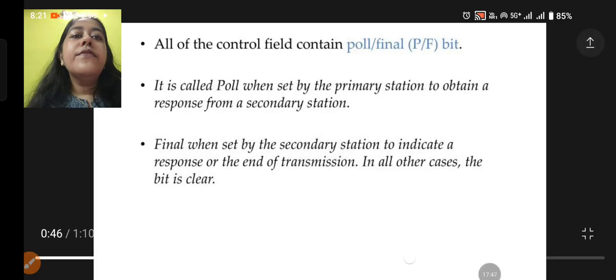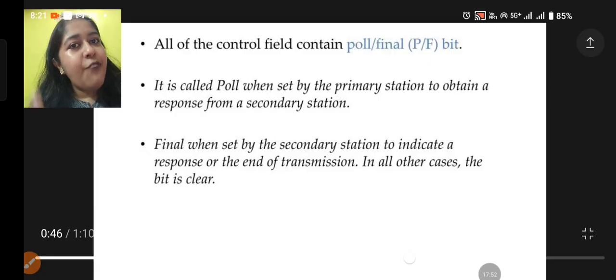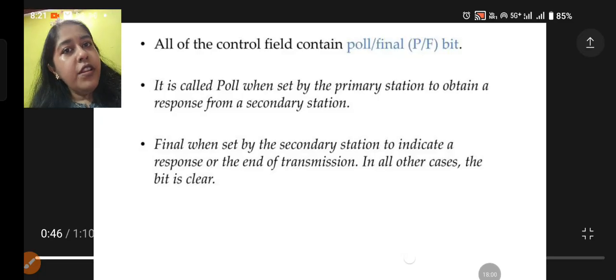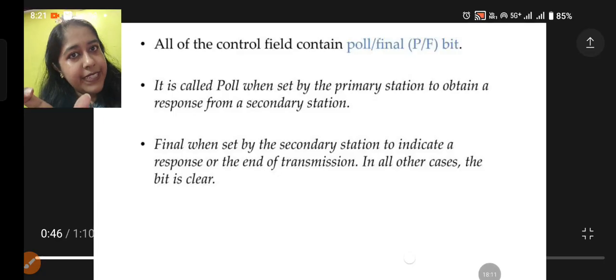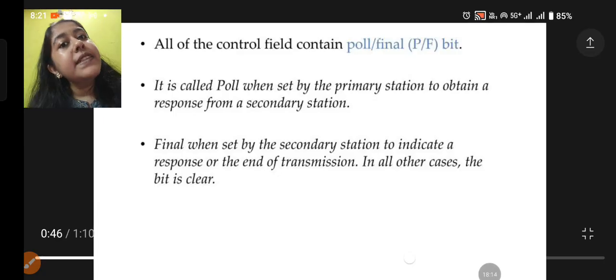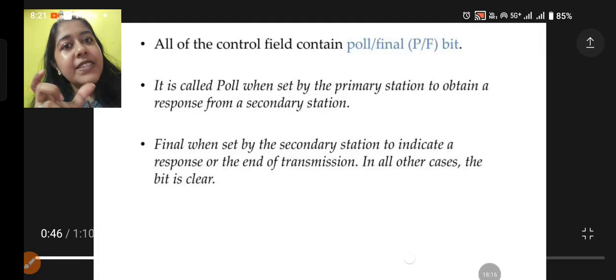Now the control field has the poll bit and the final bit. It is called poll when it is set by the primary station to obtain a response from a secondary station. The control field contains two things, the poll and the final. When the primary station is setting it, it will be a poll.